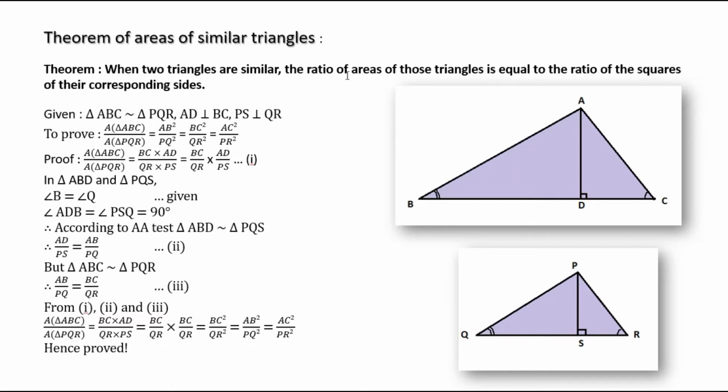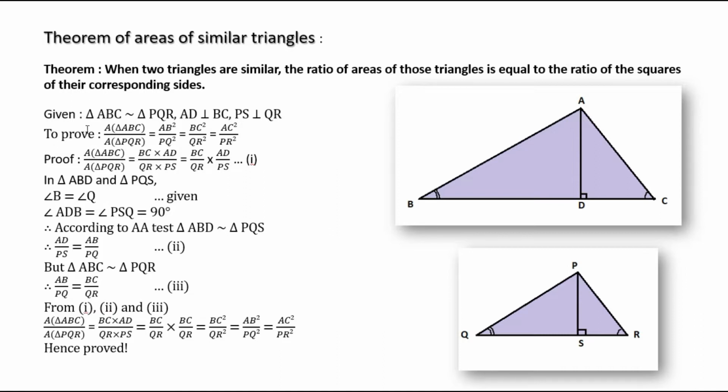Okay, here we have two sentences. See, one comma is there, and in the first sentence we have two triangles are similar. Hence, we can take given triangle ABC is similar to triangle PQR. Here we have taken two figures, triangle ABC and triangle PQR, so that these two triangles are similar. This is given. The ratio of areas of those triangles is equal to the ratio of the squares of their corresponding sides. Now, this is what we have to prove.